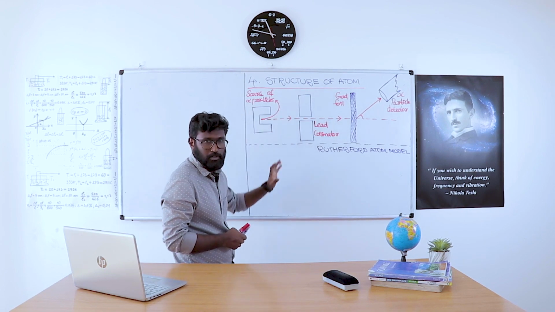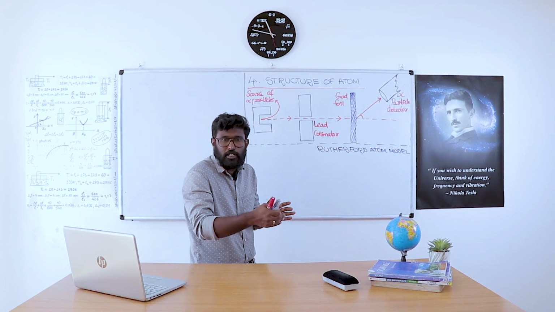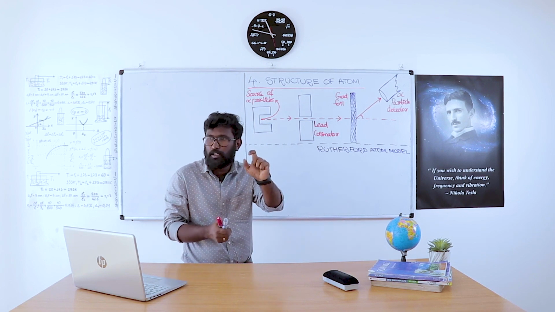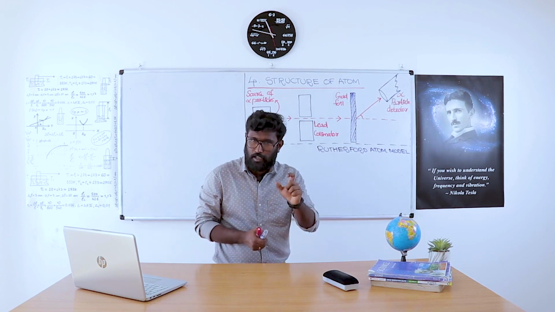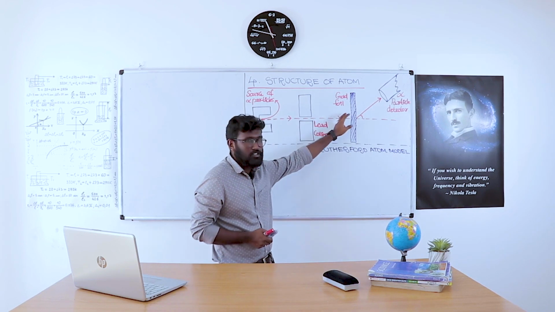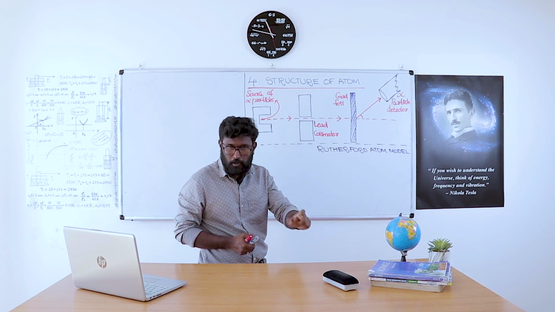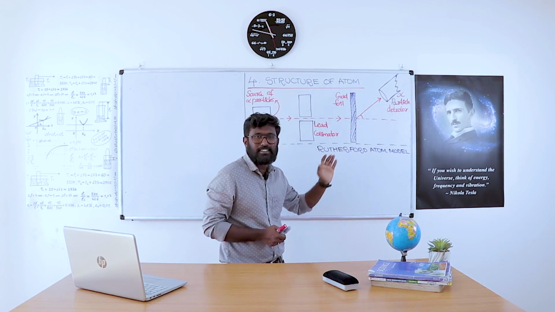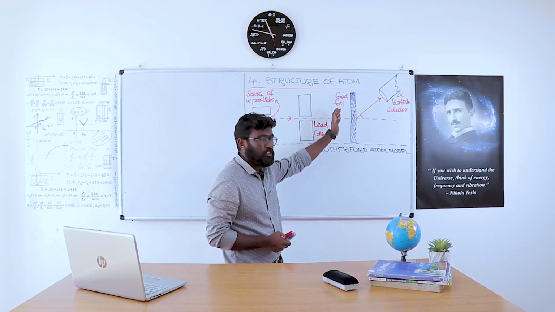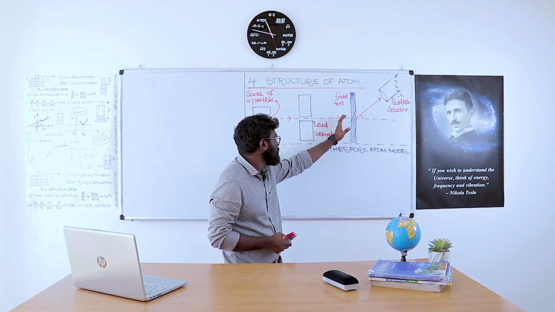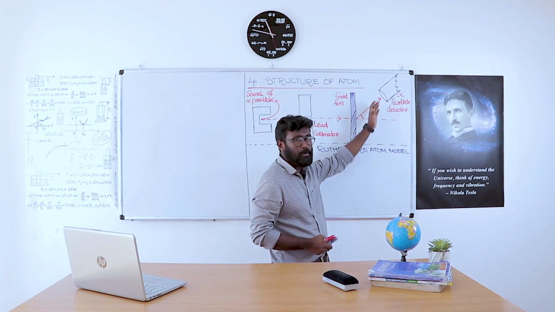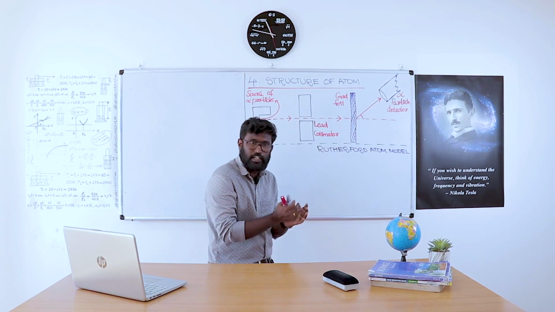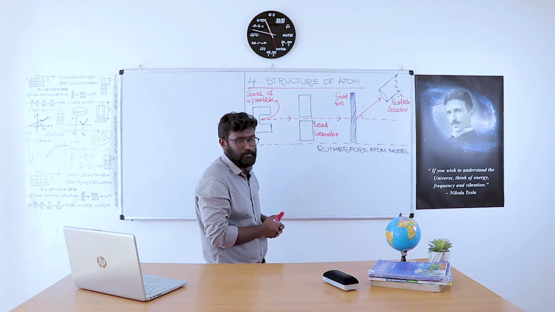This is a lead collimator. What is the use of the lead collimator here? To narrow the beam produced by the source. Then there is a gold foil of very small thickness, like a screen, and there is an alpha particle detector to detect the scattered alpha particles.